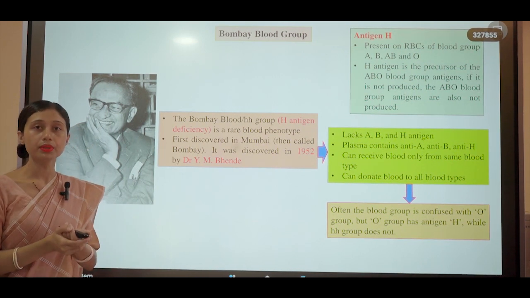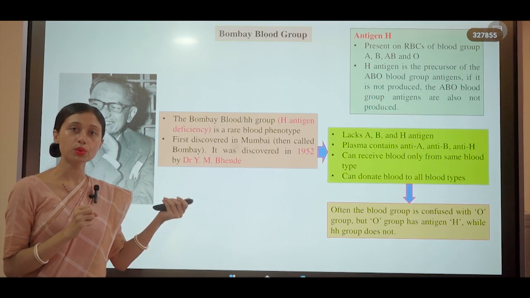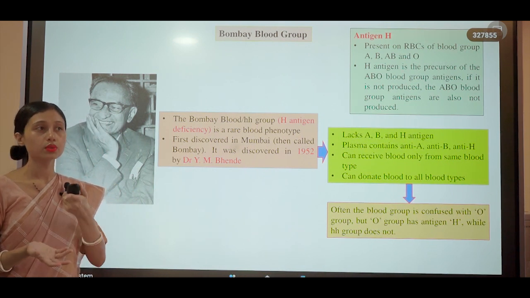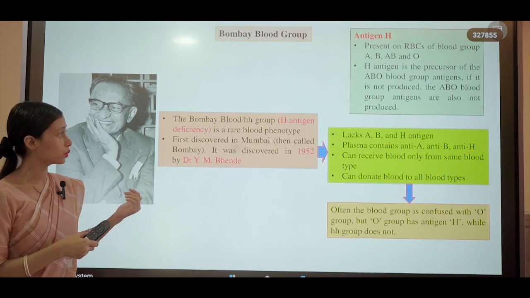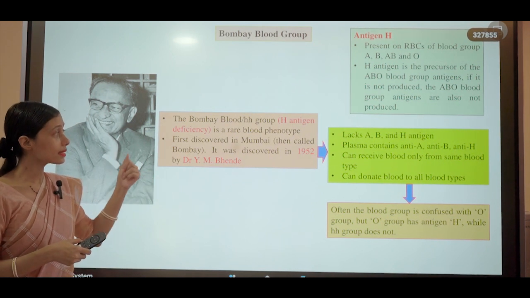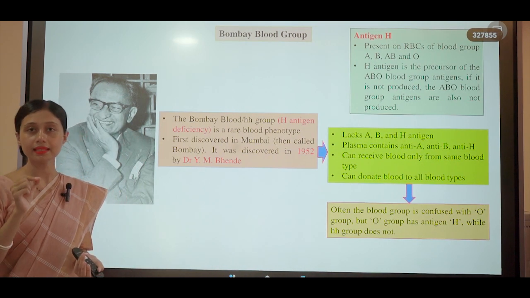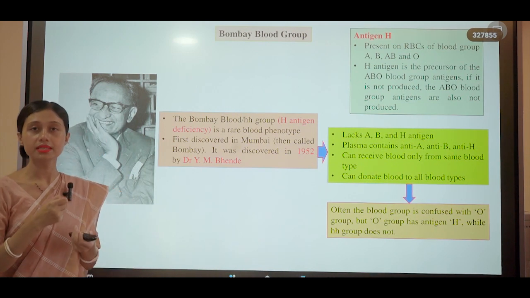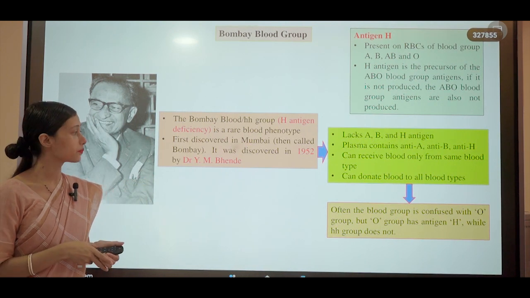This H antigen is the precursor of all the ABO blood group antigens. If this H antigen is not produced, all ABO blood group antigens are also not produced. Whether a blood group is A, B, AB or O, H antigen is present in all of them. But in this blood type, it lacks antigens A, B and H, and the plasma contains anti-A, anti-B and anti-H antibodies. This type of blood group can receive blood only from the same blood type, but it can donate blood to all the blood types.